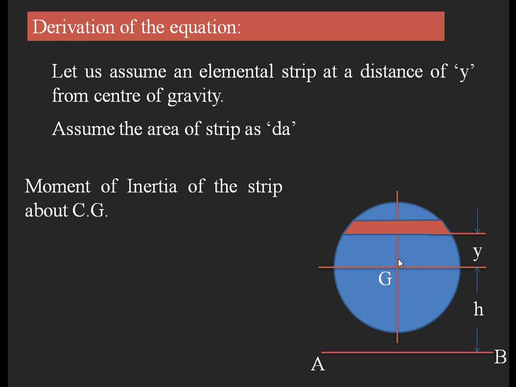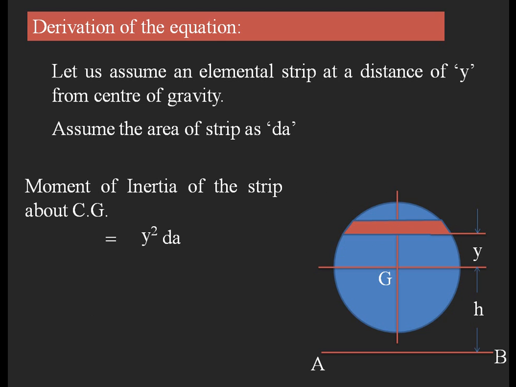So the moment of inertia about the CG we can write using the general formula we know: perpendicular distance square into area. For this elemental strip, the moment of inertia can be written as the perpendicular distance, that is y square, into the area of the strip dA.